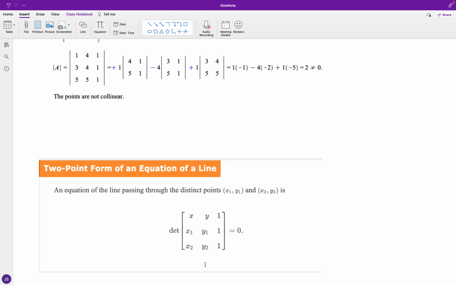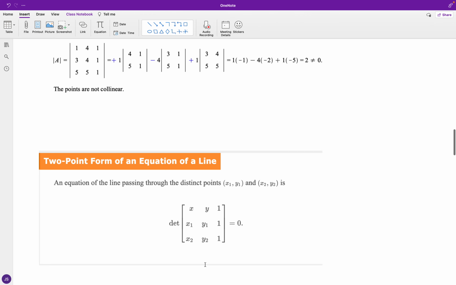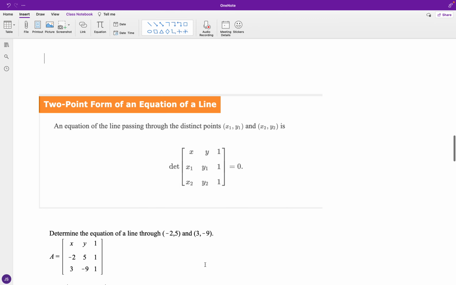We are going to form the necessary coefficients for the x and y terms to ensure that the value of the determinant is equal to 0. Just as an example, let's say you have 2 points, negative 2, 5, and 3, negative 9. For the first row in the matrix A, we'll have x, y, 1. The second row has the first point, x at negative 2, y at 5, followed by 1. And for the second point through which the line passes, we have x at 3, y at negative 9, followed by 1.